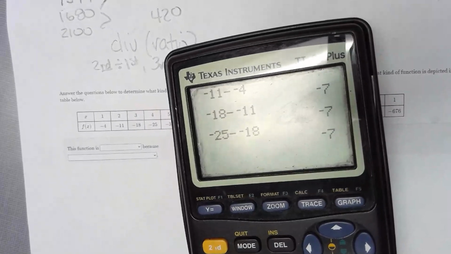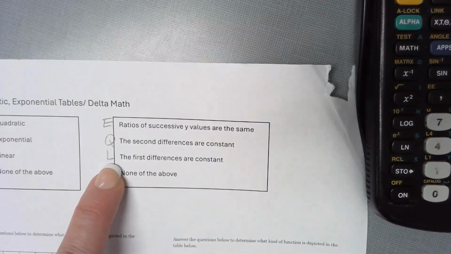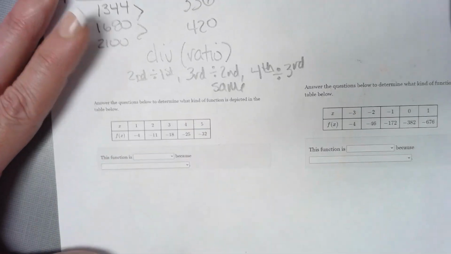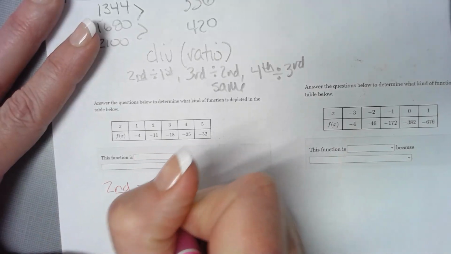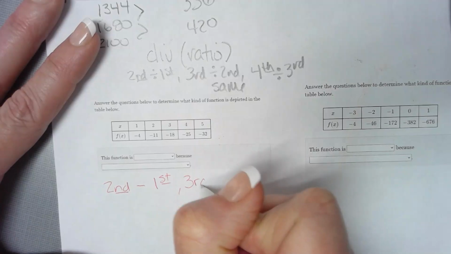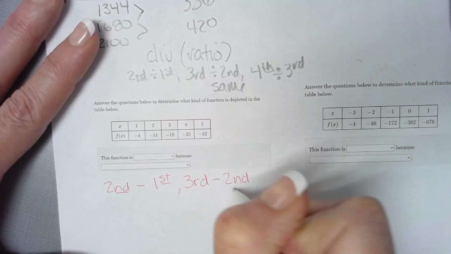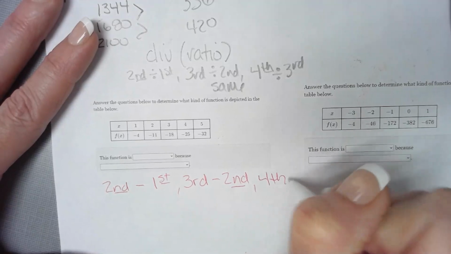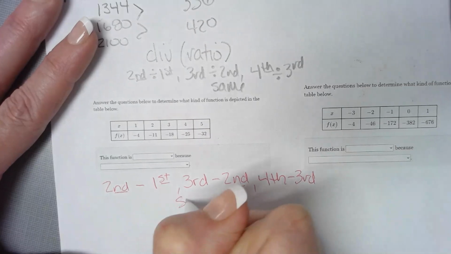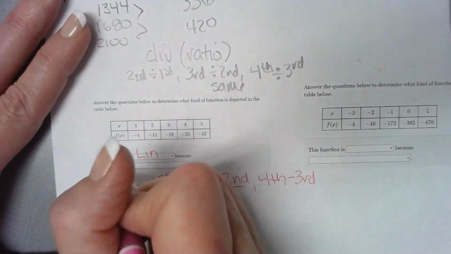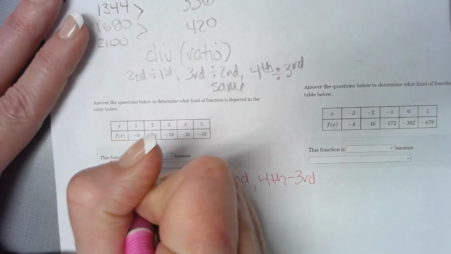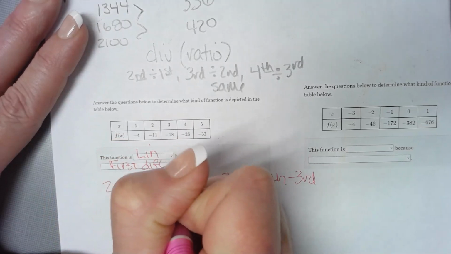Y'all, that was the first difference. It's the first time I subtracted. So if you look up here, the first time you subtracted, what kind is it? Y'all, it's linear. So I'm going to write down what you did. That worked. I'm going to write it down so you'll have it. Second minus first. Then we did third minus second. Then we did fourth minus third. It came out to be the same. That means it's linear. And why? Because the first difference was constant.